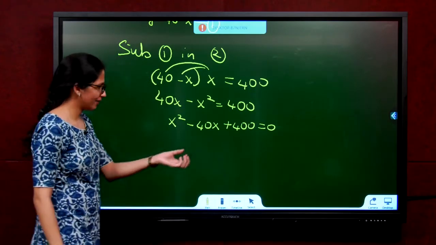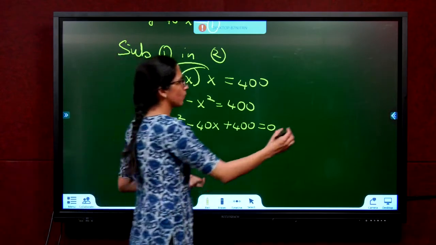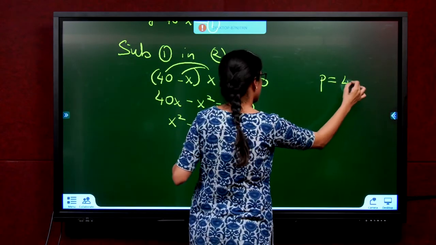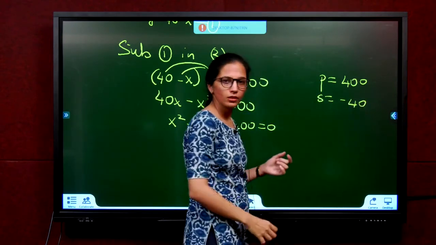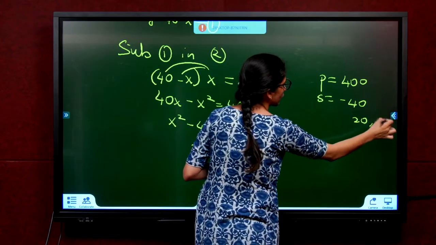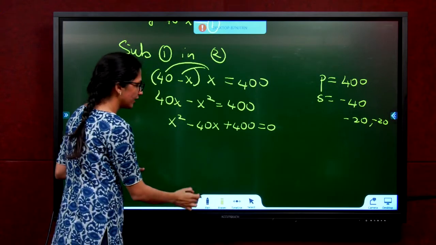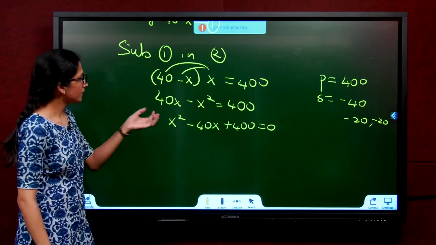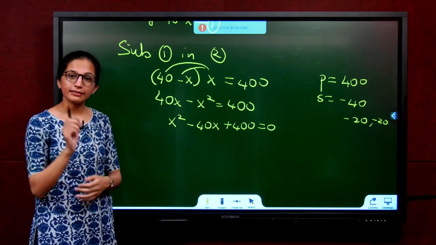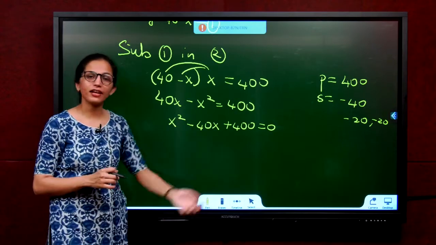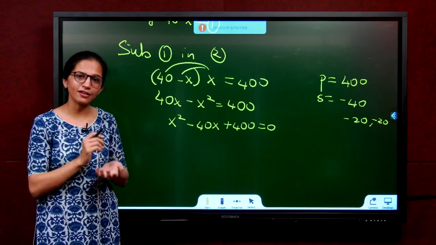This is very, very simple. We know 400 is made of 20 into 20, 20 plus 20, 40. So easy. Product is 400. Sum is minus 40. So you can say 20, 20 gives 400, but I want negative sign, so minus 20, minus 20. Now you might feel, why didn't we take B square minus 4AC? They have asked to check if the situation is possible. Listen carefully. If you can split the terms and find the value of X, situation is possible. Obviously, that's why you can find the value of X.